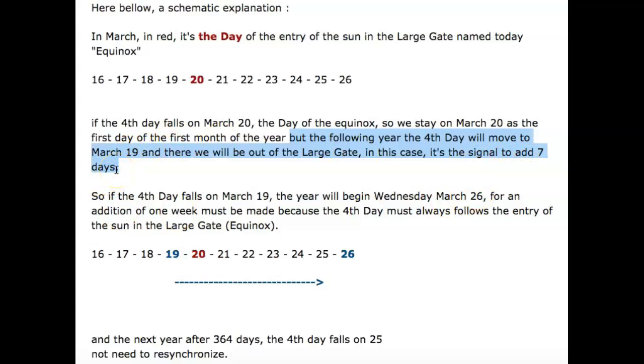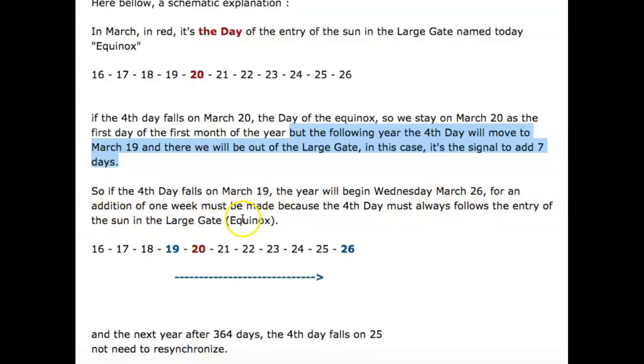The reason this happens is because we have to have 7 days in order to keep our Shabbat in sync with 7 days. So for example, if the 4th day falls on March 19th, and I'll be showing you a graphic of this in a moment, the year will begin Wednesday, March 26th. So we'll go from here to here for an addition of 1 week that must be made, because the 4th day must always follow the entry of the sun in the large gate, or the equinox.